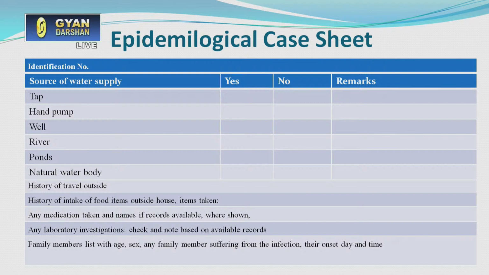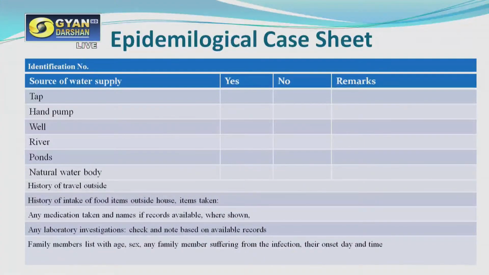And before coming to you in your health facility, or when you have gone to take the history from them or do the survey in their houses, you can ask about any laboratory investigation they have undergone, or check and note based on the available record. If they have undergone some laboratory investigation from an outside agency or in some private clinic, you take the record, you can ask them to show the record, so that you can note down that this patient has undergone this lab investigation, and that history is with you.